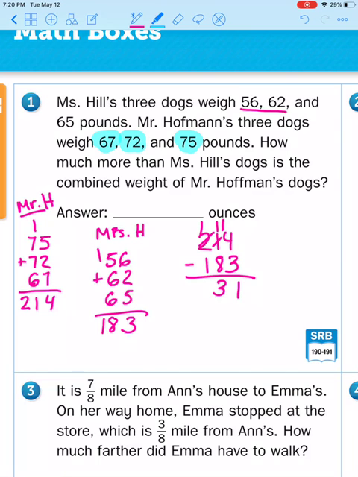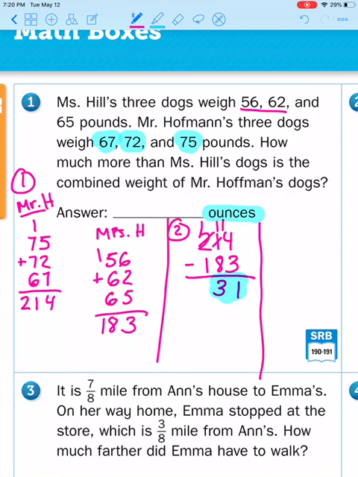But you have to be careful because look how the problem wants you to answer. It wants you to answer in ounces. So this was multi-stepped. Finding out how much all the dogs weigh is step 1. Step 2 was finding the difference between Mr. Hoffman and Miss Hill's dogs. And step 3 is converting that weight to ounces.